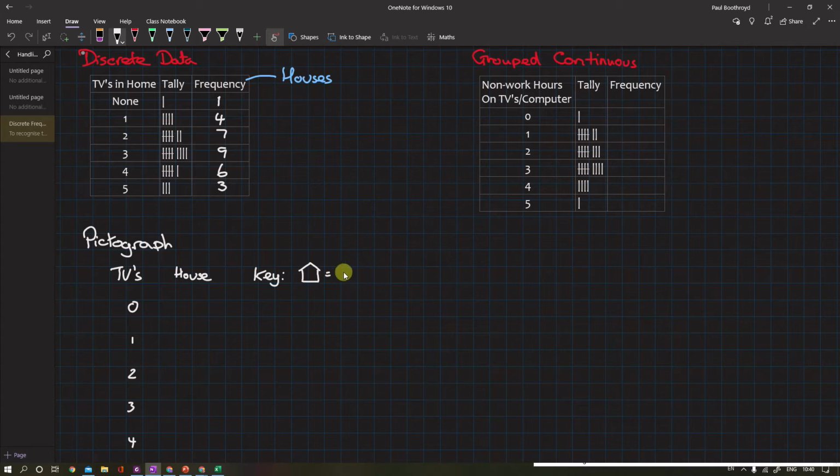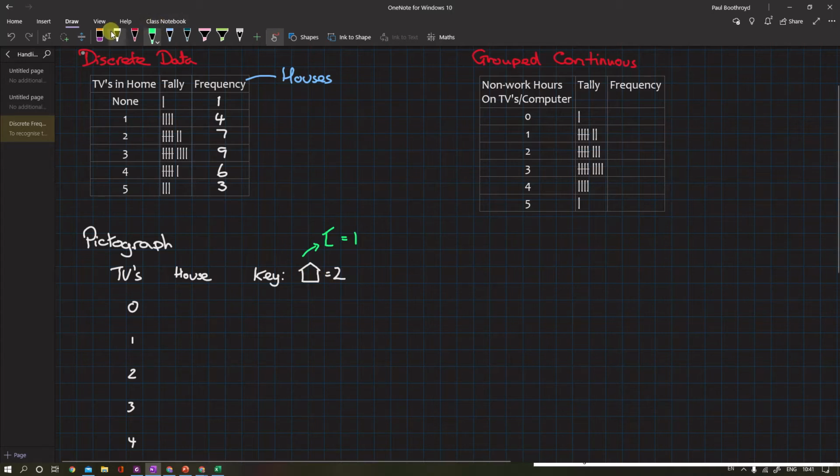You'll often see in newspapers pictures representing the amount of oil, and that means that the amount of oil would be drawn as a barrel, and they'd be talking about hundreds of thousands of barrels per one big picture. That's sort of what happens. So if we see half a house, we know that equals one TV, or one household with that many TVs.